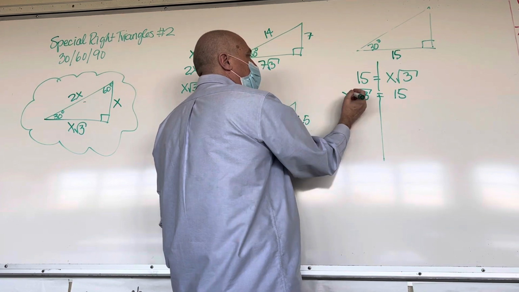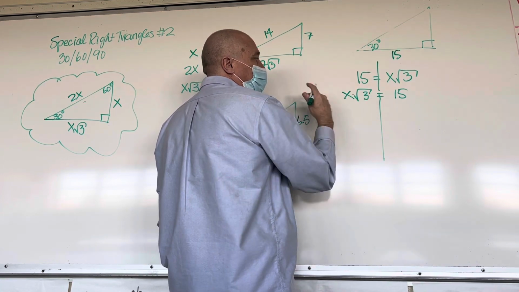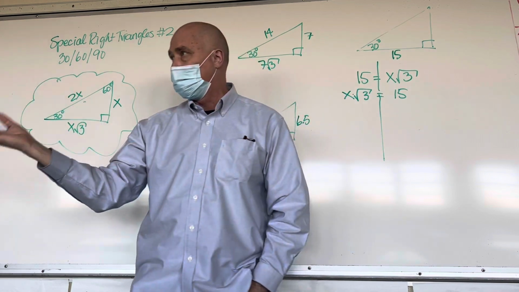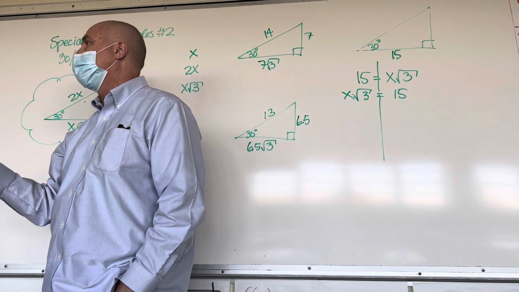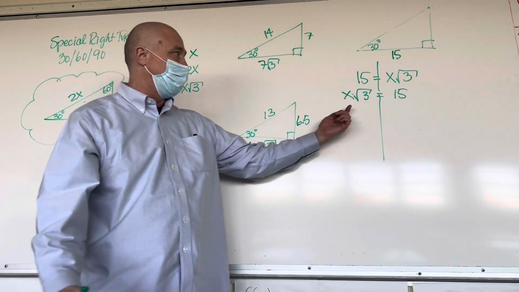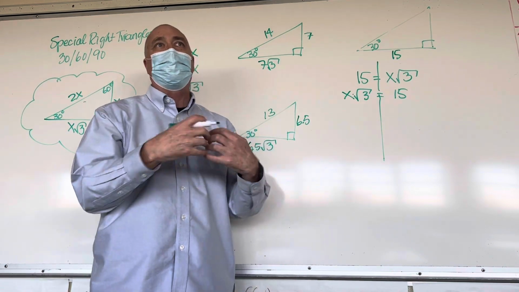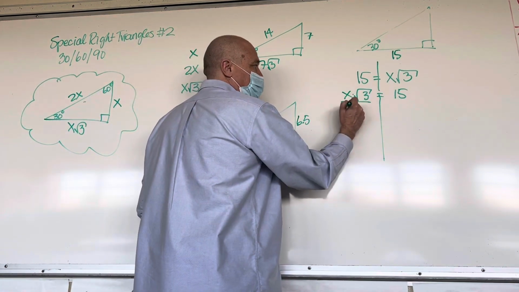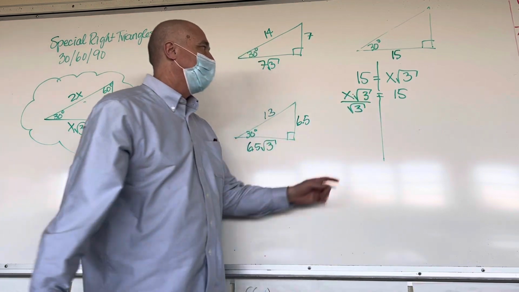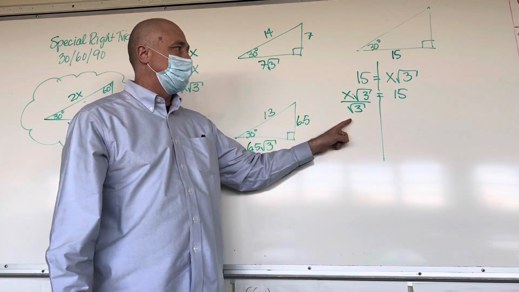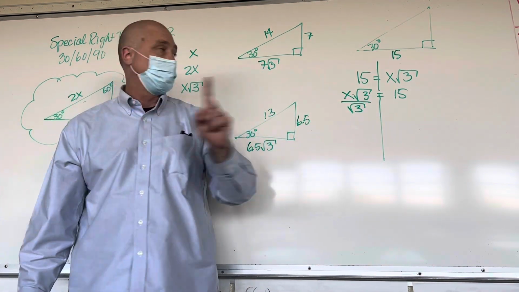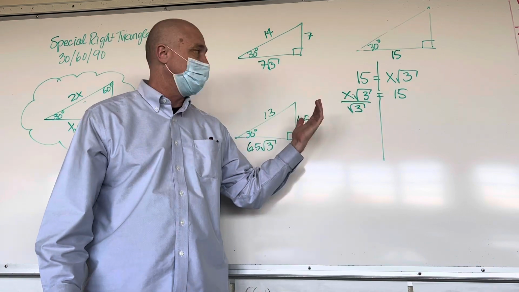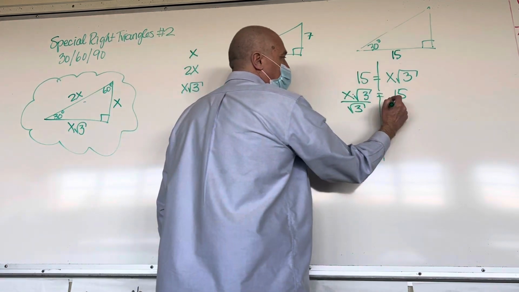So if this is being multiplied by a square root of 3, the way to reverse it, just like you said, the reverse of multiplying by 2 was to divide by 2. The reverse of multiplying by square root of 3 is to divide by square root of 3. If I divide this side by square root of 3, square root of 3 over square root of 3 disappears because it becomes 1. It's like saying 1 times x, so you're left with x. What you do to one side, you must do to the other.